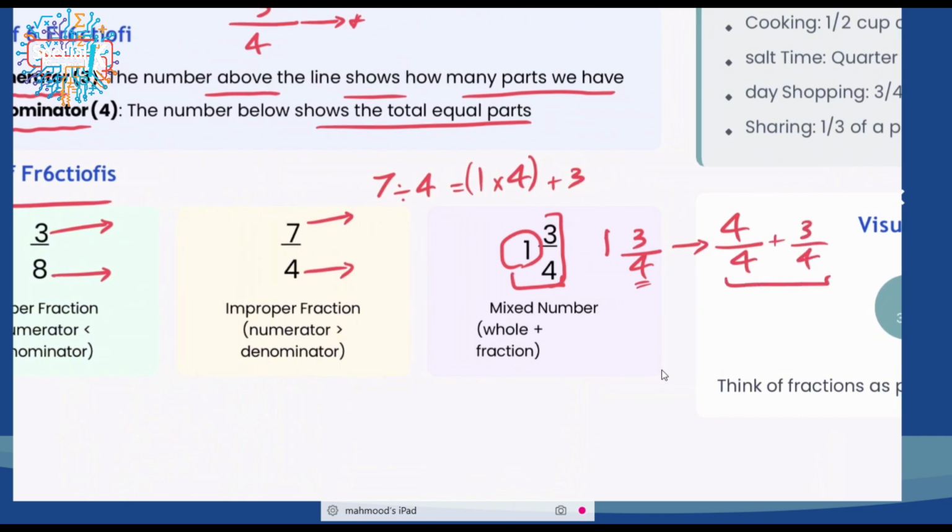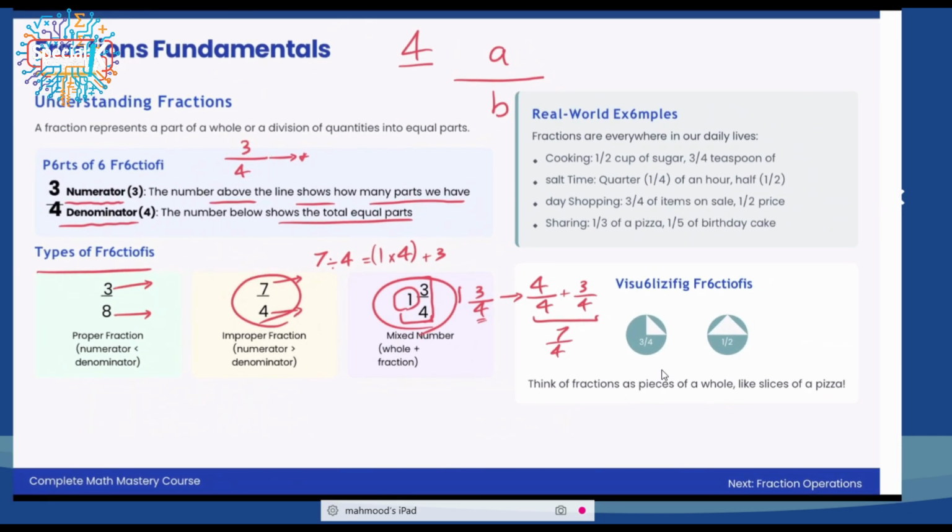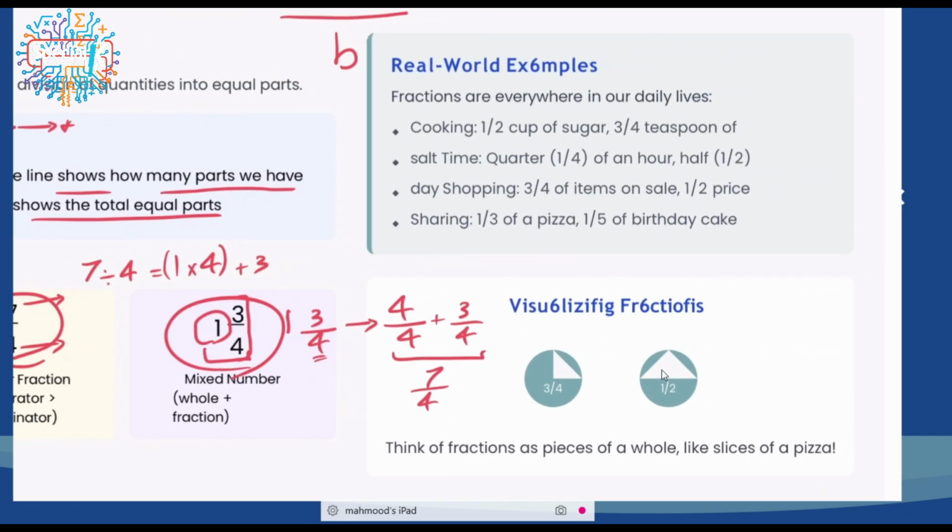And again, what do I have? I do have 7 over 4. That's why I have this one as an improper fraction and this one as the mixed number. We're going to talk about it in detail in future parts. About real-world examples, imagine that you're cooking and you have a half cup of sugar, you have 3 over 4 of a spoon of salt, whatever. About timing, you have the quarter, and about shopping, you have this kind of thing, and so on and so forth.